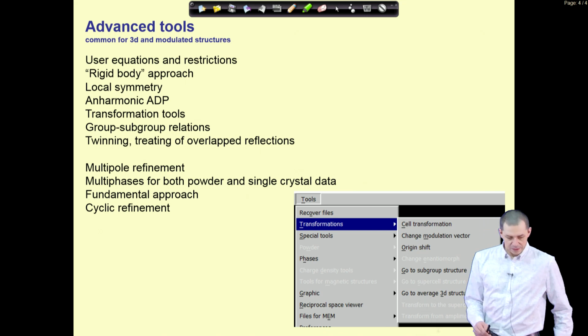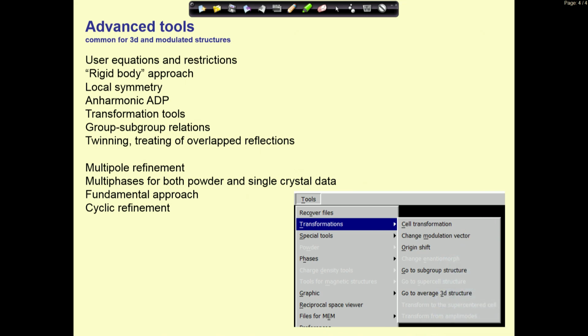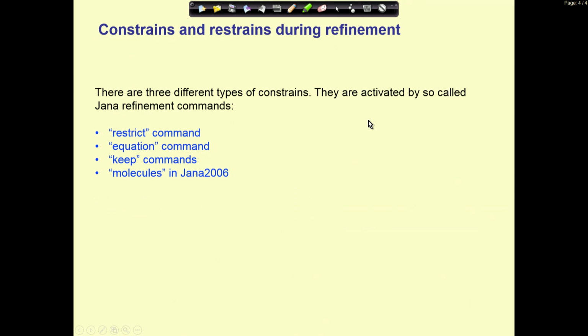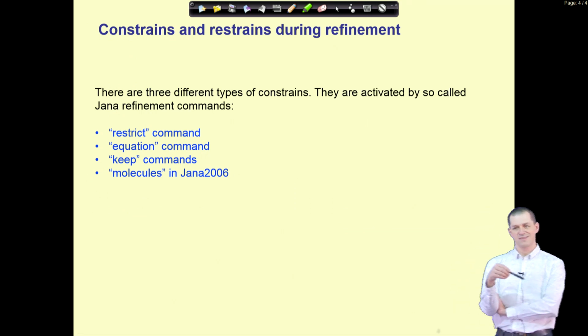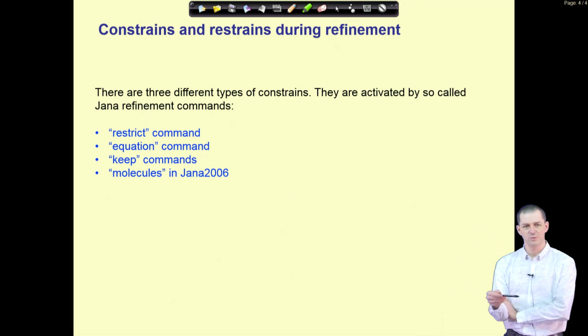A very important feature in Jana is different types of transformations. Often it can happen that your initial guess for space group or even for unit cell parameters is not correct, and you need to transform to go to the subgroup or transform the cell, and this can be done very easily and in a very elegant way in Jana.